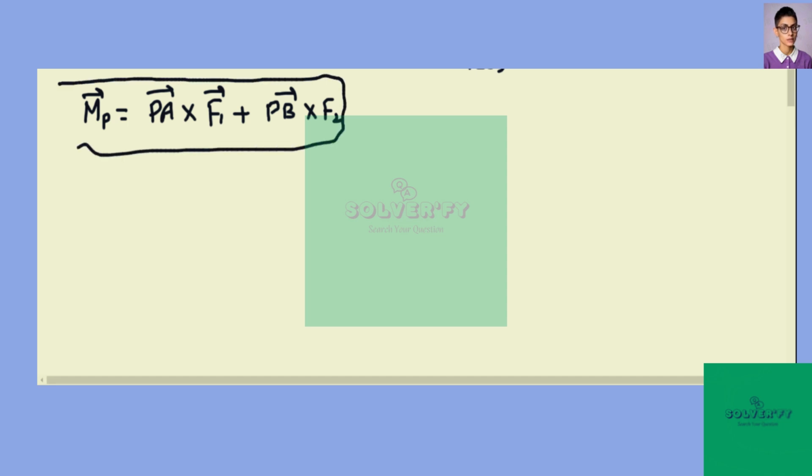When you calculate the moment about point P, since the F1 force is acting at point A and we are calculating the moment of force about point P, it would be PA cross F1 vector plus, F2 force is acting at point B, so PB cross F2 vector. To calculate this value, first we need to calculate the values of PA and PB using the diagram.